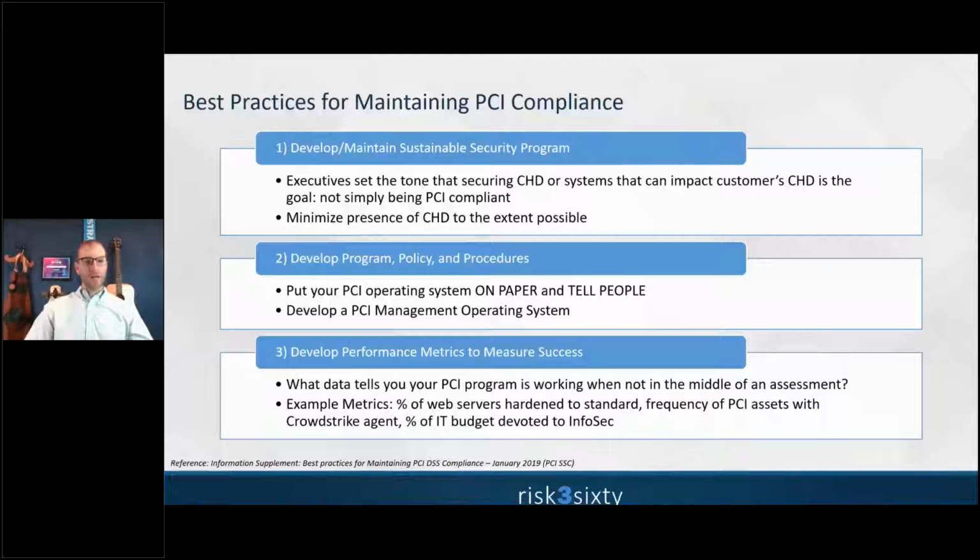A great way of thinking about this is a PCI management operating system, right? Which I talked about earlier. So there's a handout in the webinar. It's called Security Team Operating System. It's an ebook.